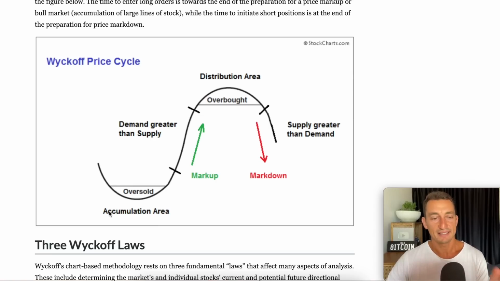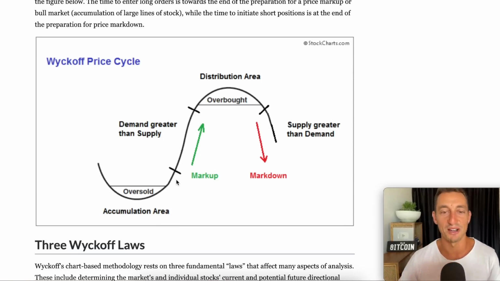So what happens next out of an accumulation area? It's where we've been oversold. We get the markup. Demand is greater than supply. So that's essentially what I think is happening next. This does not mean that we go into a new all-time high. Come on, guys, we've got to be a little bit smarter than that. It's not going to just pump to $60,000. Then we get into a distribution. That could come at 35, maybe it comes at 33,000, maybe it comes at 40,000.